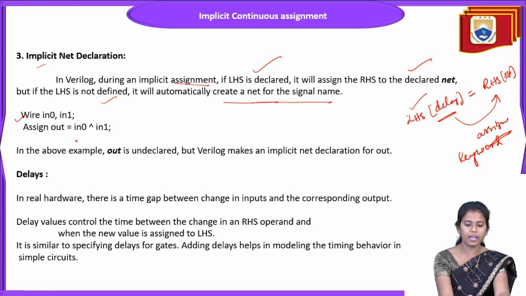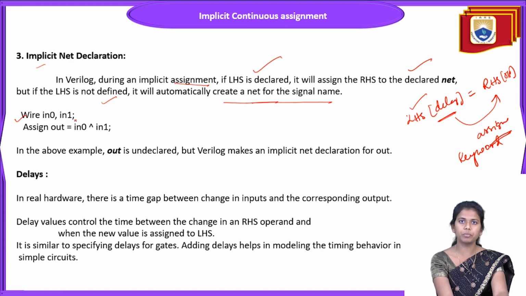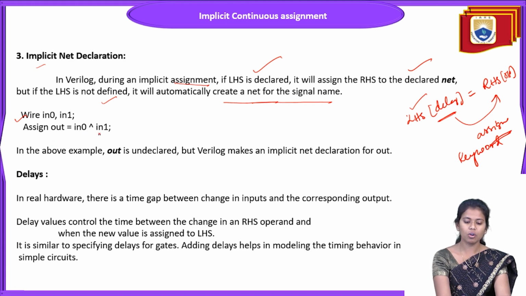So here we have a wire with two inputs, in0 and in1, and assign output. The assigned output is nothing but in0 ^ in1. So this is an XOR gate, isn't it? Both inputs in0 and in1 go through the XOR.